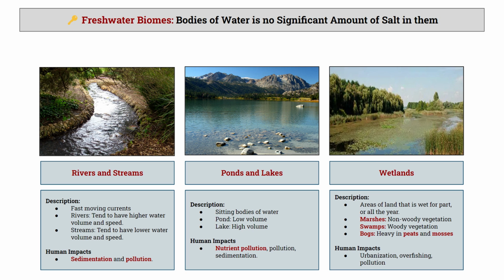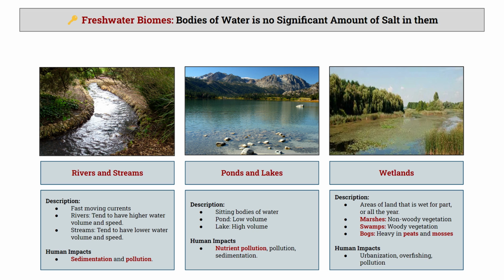Humans do impact rivers and streams mostly through sedimentation and pollution. So if we have deforestation along rivers and streams, or we have a major city along rivers and streams, which we tend to have, pollution and sediment runoff can be an issue. Next, we have ponds and lakes. Ponds and lakes are freshwater as well, except they are just sitting bodies of water. Ponds, like streams, have lower volume, while lakes have higher volume. Humans impact these through things like nutrient pollution, regular pollution, and sedimentation. We'll talk about all of these human impacts a lot more in Units 7 and 8.